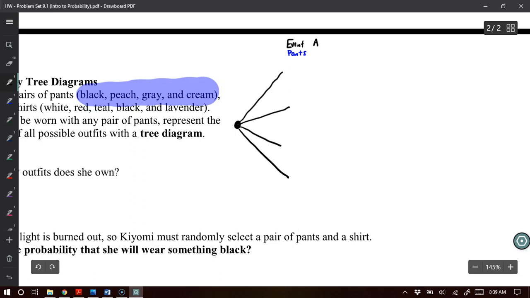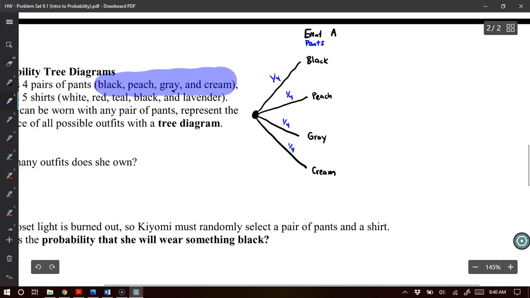And I'm going to write down, here is the black, here is the peach, here is the gray, and here is the cream. And we have a 1 out of 4 chance of grabbing any one of those colors on it. It's equal opportunity for this one. So 1 out of 4, 1 out of 4, and I'm going to write the probability on the branch itself.